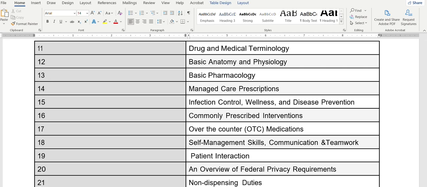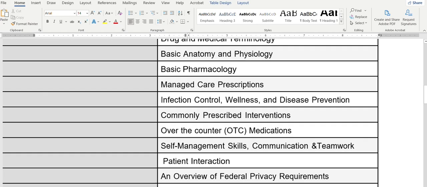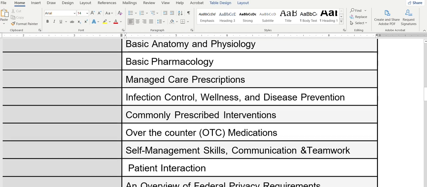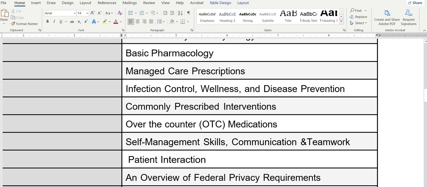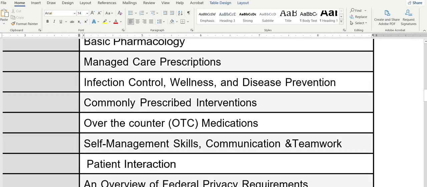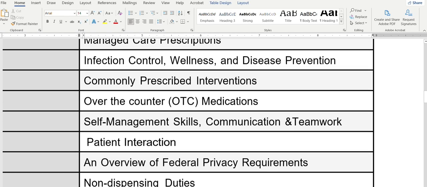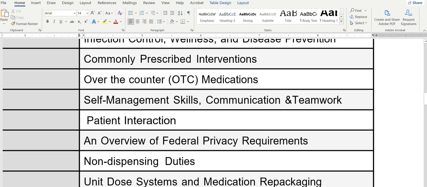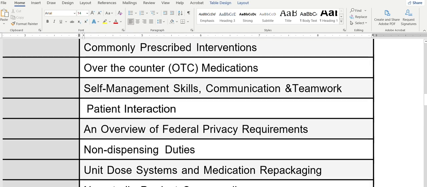Basic pharmaceutical pharmacology. Some other person will be taking it alongside. Managed care. Prescription. Then we have infection control, wellness and disease prevention, commonly prescribed interventions, over the counter (OTC) medication, self-management skills, communication, and teamwork.